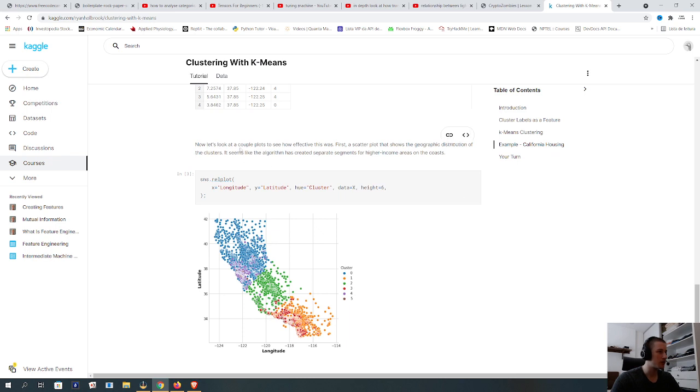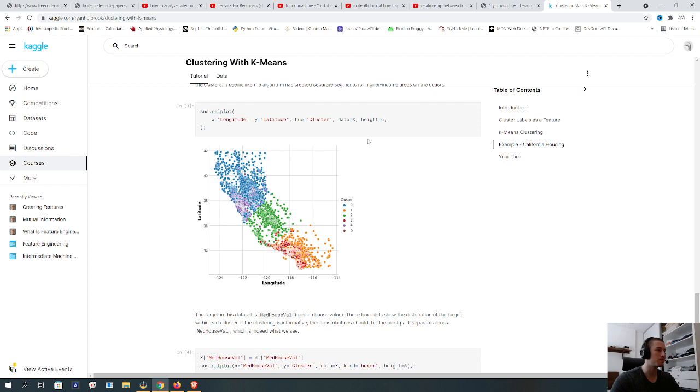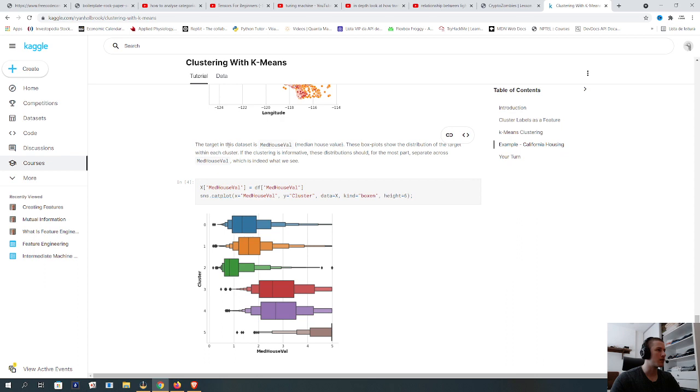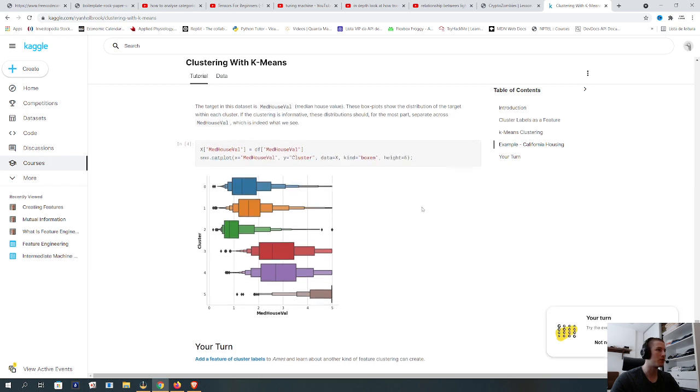Now let's look at a couple of plots to see how effective this was. First, a scatter plot that shows the geographic distribution of clusters. Seems like the algorithm has created separate segments for higher income areas. The target in this dataset is median house value. This box plot shows the distribution of the target within each cluster. If the clustering is informative, this distribution should, for the most part, separate across median house value, which is indeed what we see.